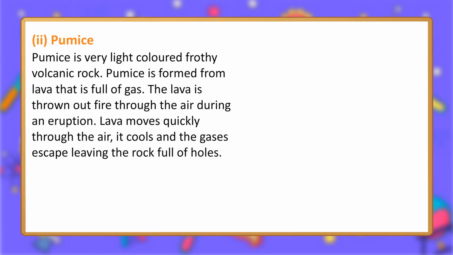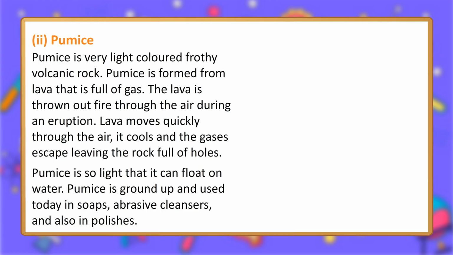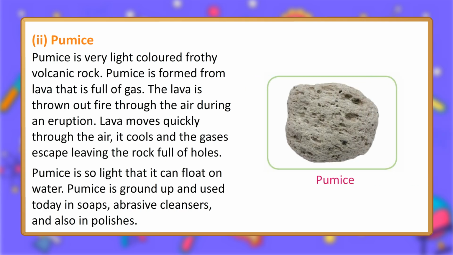Granite rock. Pumice. Pumice is very light-colored frothy volcanic rock. Pumice is formed from lava that is full of gas. The lava is thrown out through the air during an eruption. Lava moves quickly through the air. It cools and the gases escape, leaving the rock full of holes. Pumice is so light that it can float on water. Pumice is ground up and used today in soaps, abrasive cleansers, and also in polishes.